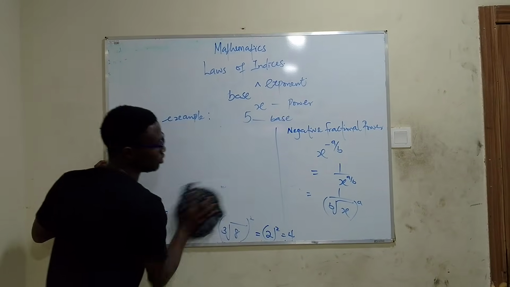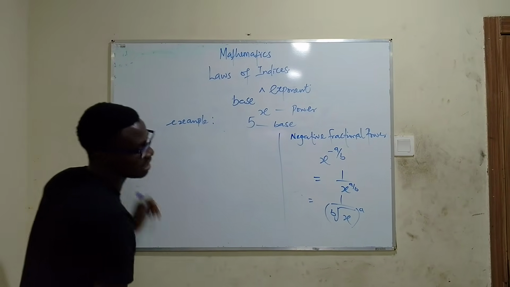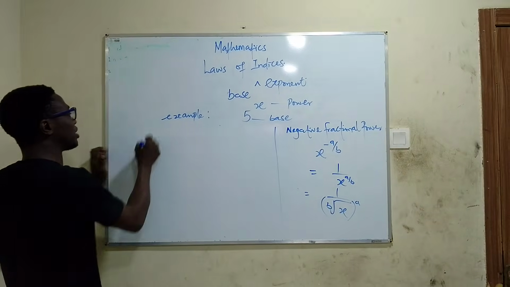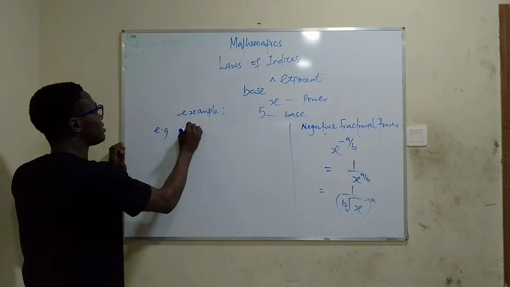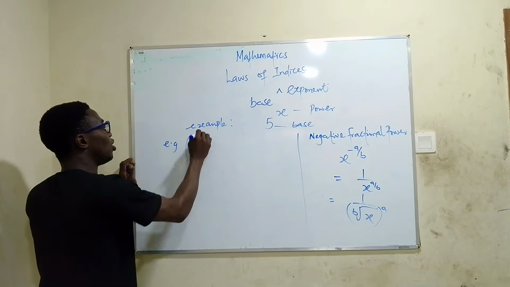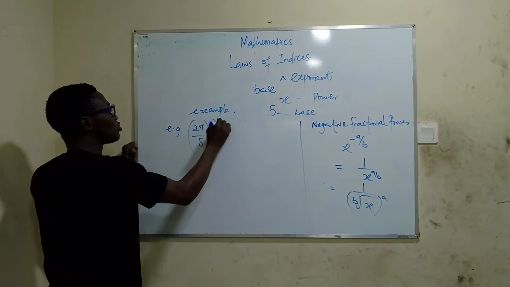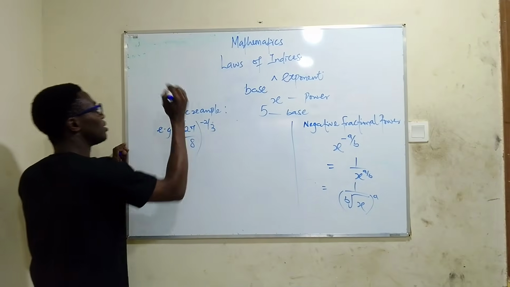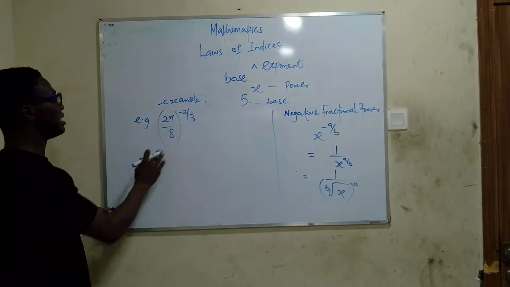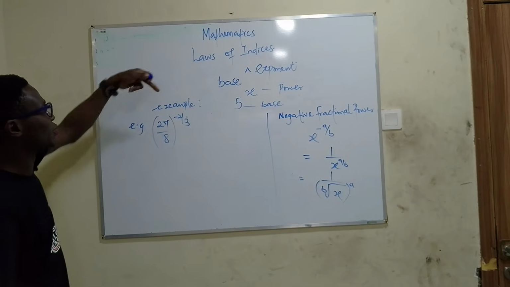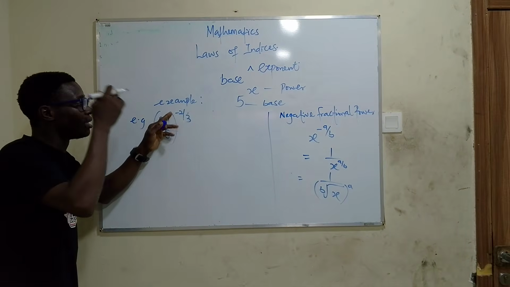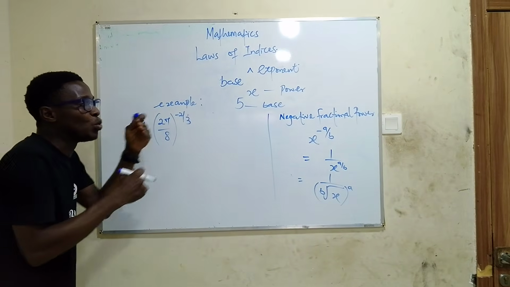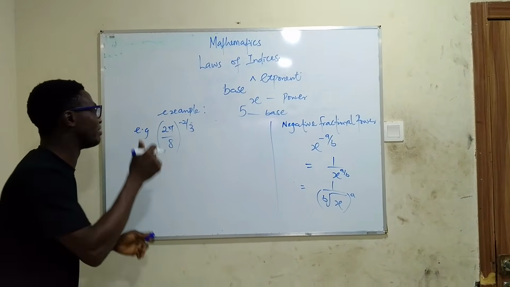Let's have an example of the negative fractional power. Let's take 27 over 8 all raised to the power of minus 2 over 3. This is a fraction with a fractional power. What the negative sign needs to do there is just to flip it, to do the inverse.